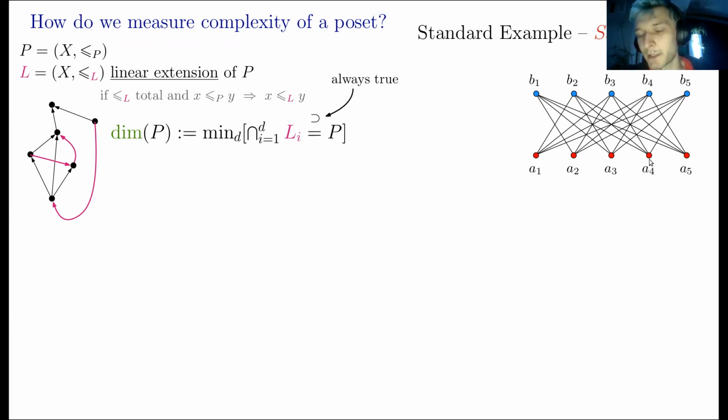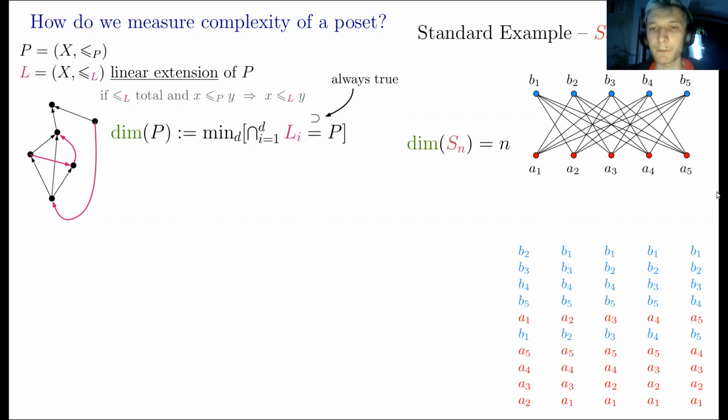So I have 5 minimal elements, 5 maximal elements, and each A is below all B's except the one with the same index. So for example, A3 is below B1, B2, B4, B5, but not B3. And the dimension of Sn is n. I listed linear extensions which show that the dimension of this particular standard example is at most 5. So I have 5 linear extensions, so I can realize this poset with 5 extensions, but maybe I can do better. It can be proved that I cannot, but let's look at them for a moment.